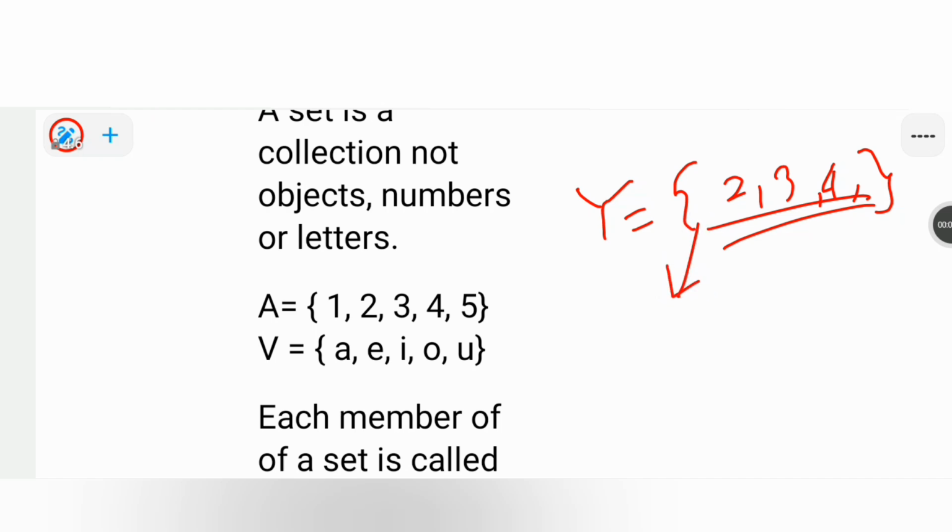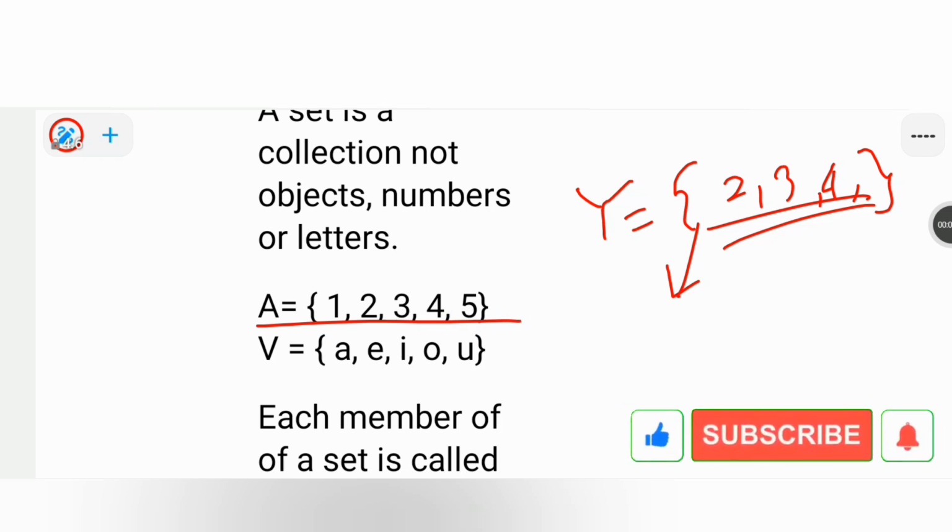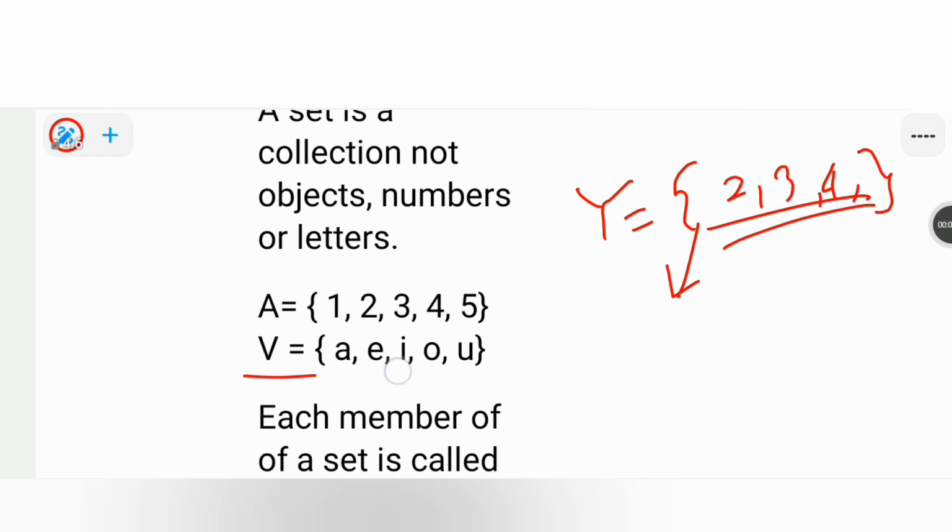So you have set A equals {1, 2, 3, 4, 5}, which are natural counting numbers. Then in this part here, you have set V. Set V is {A, E, I, O, U}. These are the set of vowels in the English language. So they have a common characteristic, and you enclose them in a curly brace.